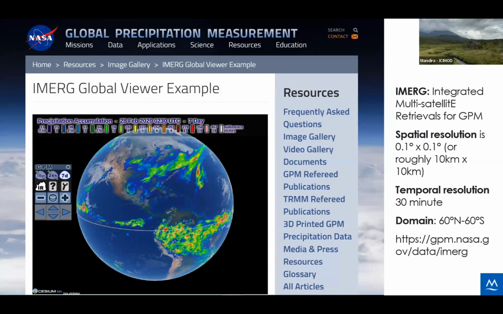The one that I just mentioned is the IMERG data set from NASA. It's a constellation of satellites actually, NASA as well as JAXA and various other space agencies. IMERG stands for Integrated Multi-satellitE Retrievals, and it has a spatial resolution of 0.1 by 0.1 degrees. That's 10 kilometers by 10 kilometers. Very good temporal resolution of 30 minutes, and it covers quite a big domain. And then you can get more information from the link provided.